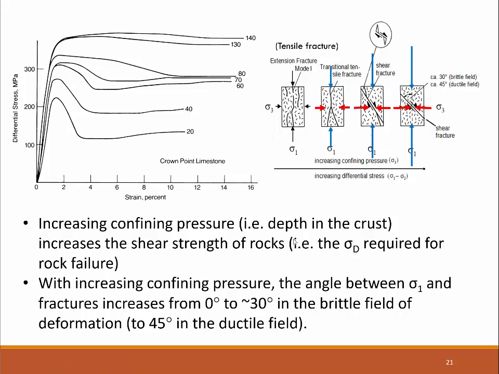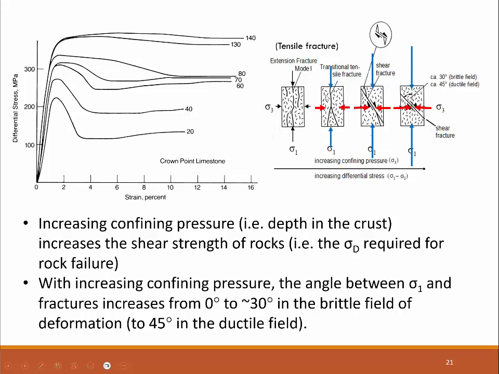So in summary, we can say that increasing confining stress increases the shear strength of rocks. It decreases the difference between the failure conditions and the differential stress that is required for sliding friction. At the same time, we see that at low confining stresses we have substantial barreling, and we form tensile fractures, mode 1 tensile fractures parallel to sigma 1.